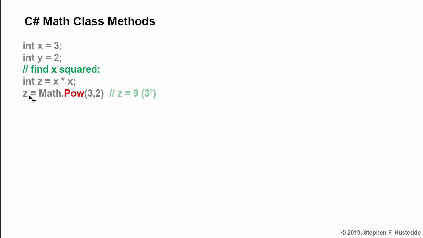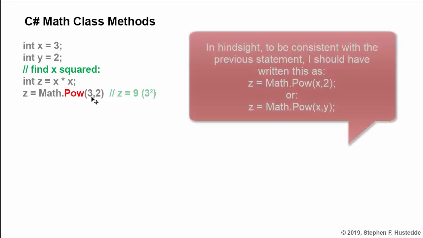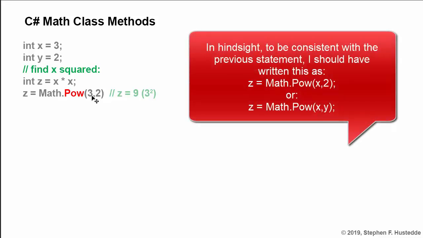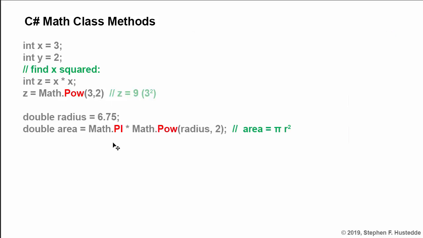So here, z equals Math.Pow. The arguments I'm passing to Pow are 3, 2. The first number is the base number, and the next number is the exponent. So this is basically 3 squared, and z would then equal 9. The Math class also has a few constants, one of which is pi, and we know pi is 3.1417 and so forth. This will take it out to a very long number.